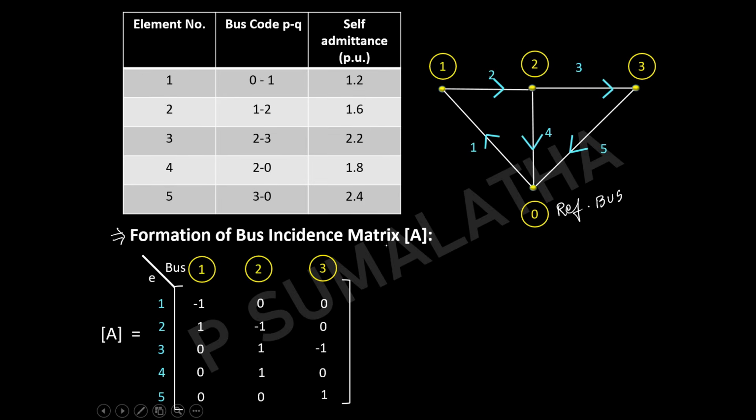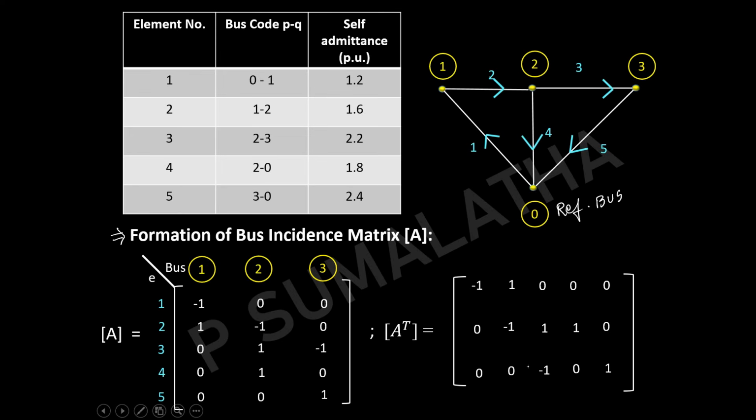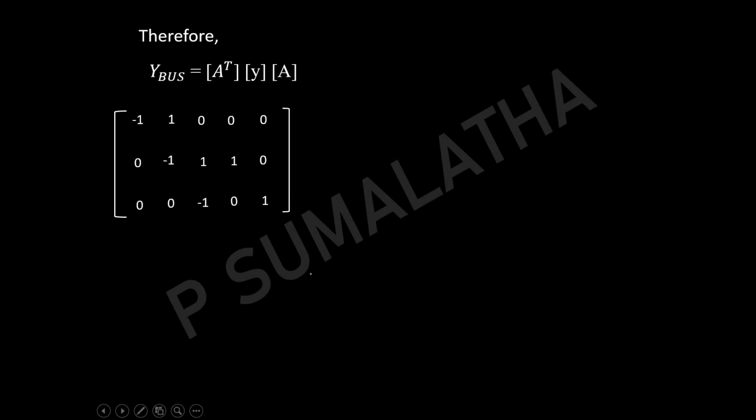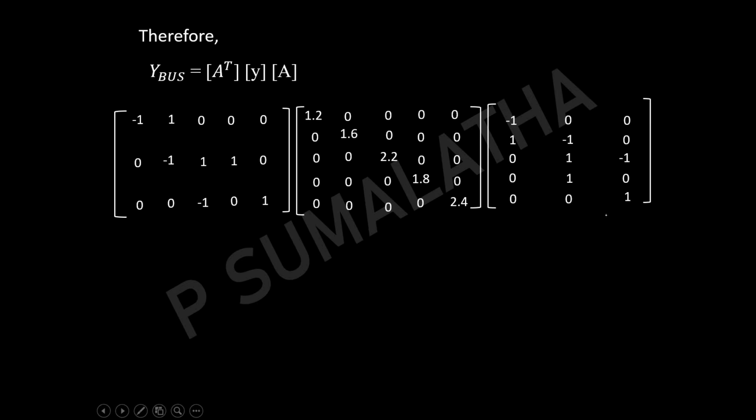Y bus equals A transpose Y into A, so we need to find A transpose also. By taking the transpose, all the columns are represented as rows. So this is the required A transpose. Now we have determined all the required matrices. Let us substitute these values into the equation: A transpose Y into A. Now let us do the matrix multiplication. First I will multiply these two matrices, and then I will multiply the resultant with this matrix.